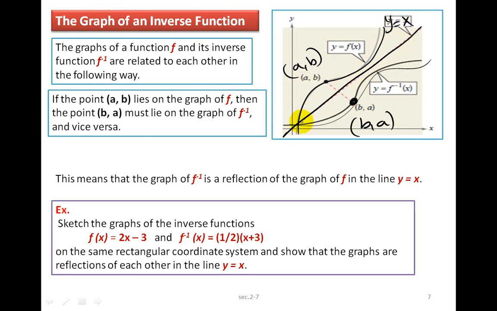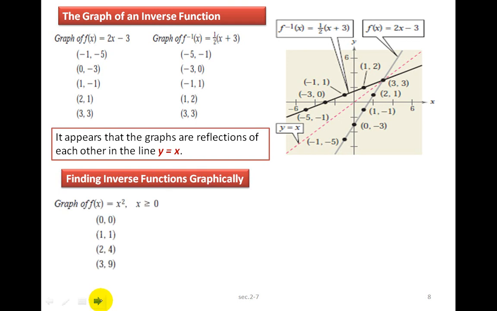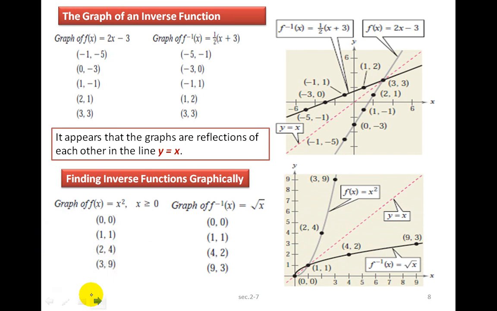So this line that's passing through the origin, the line y equals x, will always be a symmetry between a function and its inverse. You can check more graphs here. Here you have (2, 1), so here it will be (1, 2), and same thing here. For example, (0, -3), so here you have (-3, 0). You have this symmetry line between them, which is y equals x. And same thing you can see here, these two functions are a function and its inverse. They are undoing each other.